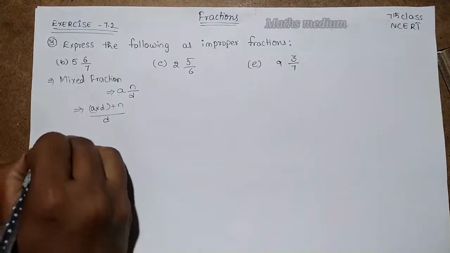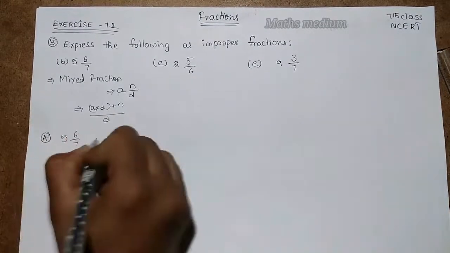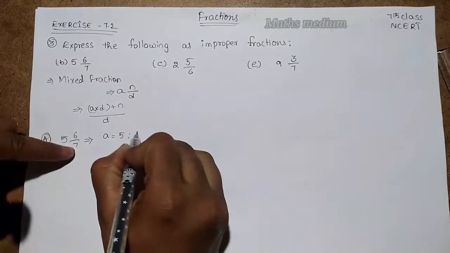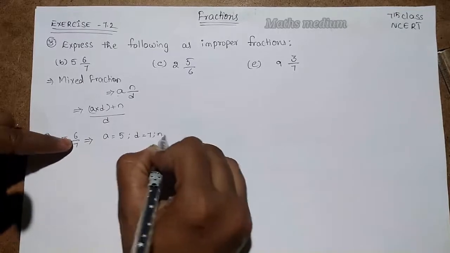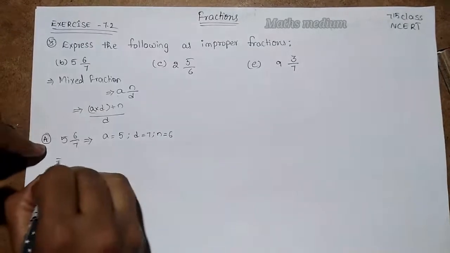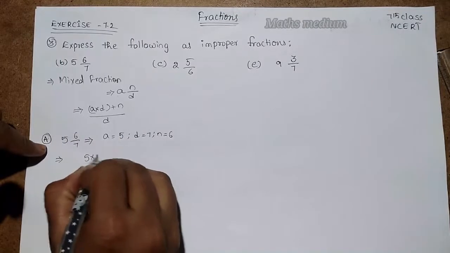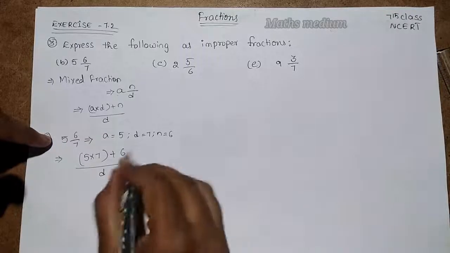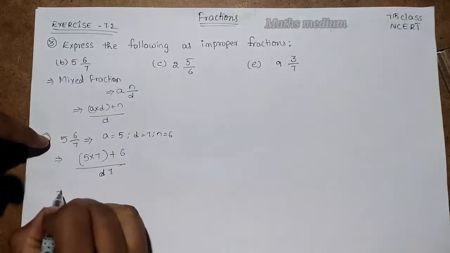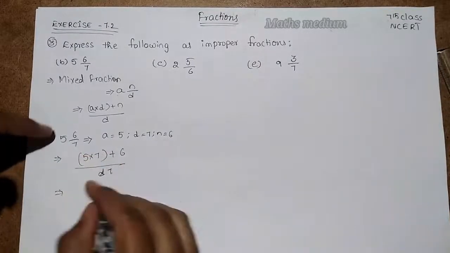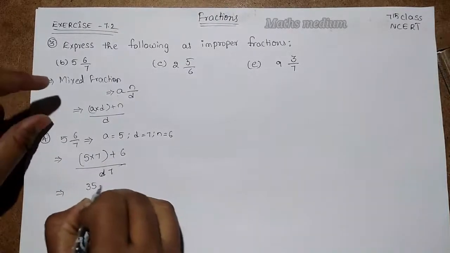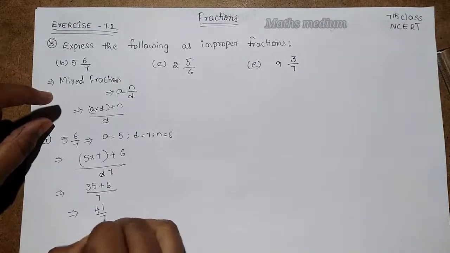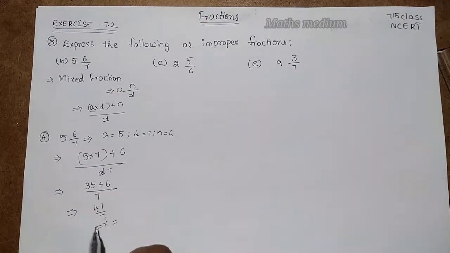Let's start with the answer. So that is 5 6 by 7. Here a is equal to 5, the denominator is equal to 7, and the numerator is equal to 6. By applying this formula, 5 into 7 plus n, that is 6, divided by d, that is 7. So by solving this we get the fraction. 5 sevens are 35 plus 6, divided by 7. So that is 41 by 7. This is the conversion of a mixed fraction to an improper fraction.